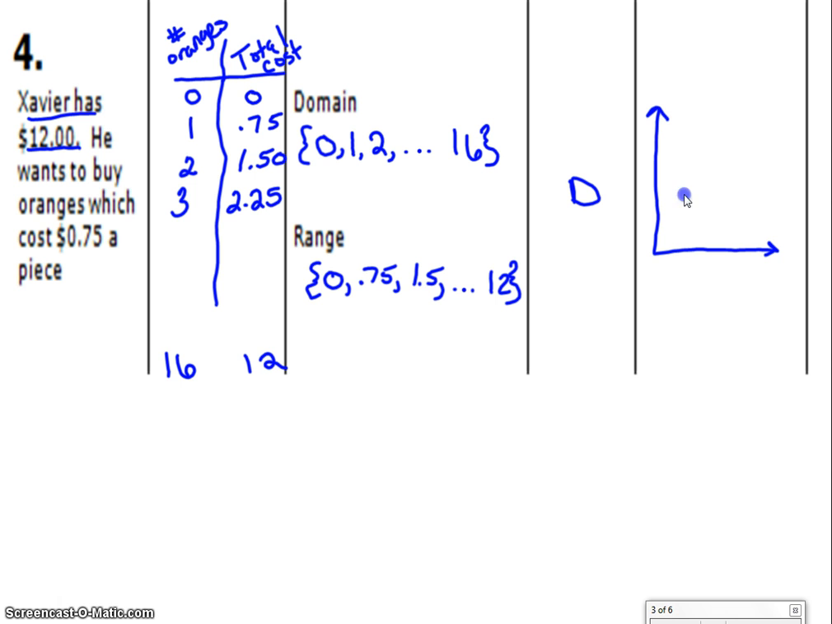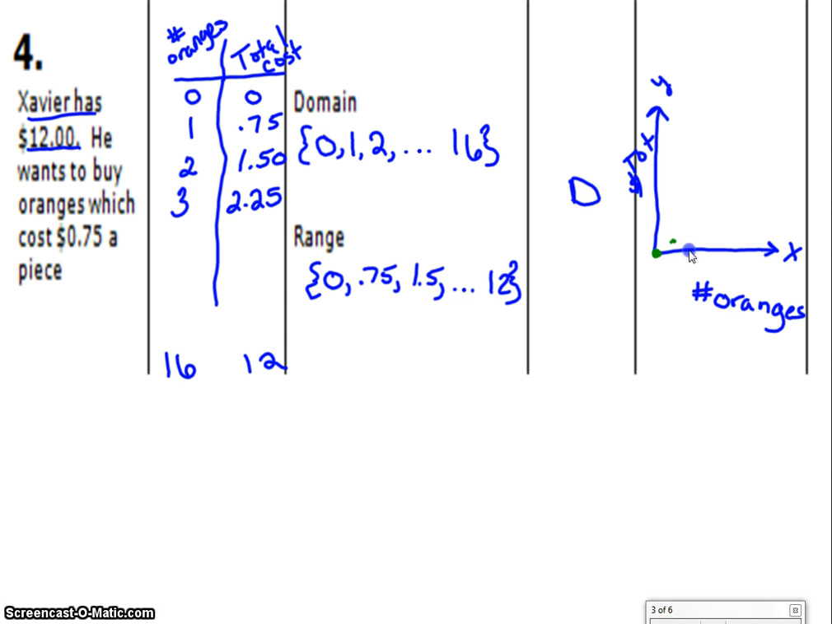So all I'm going to do is draw my first quadrant. The x-axis can be titled number of oranges because that's our domain value or our independent quantity. And the y-axis, we're going to label the total cost. All right, it is discrete, so that means I'm going to use dots on my graph. And I'm going to pull the points right from my domain and range, or I could even pull them from my table. Okay? If I have 0 oranges, I will spend $0, so that would be the first point I have. If I have 1 orange, I'm going to spend 75 cents.